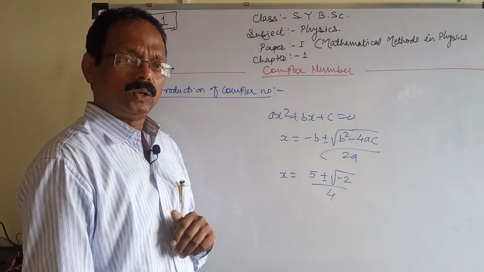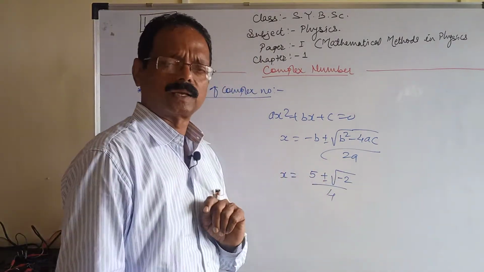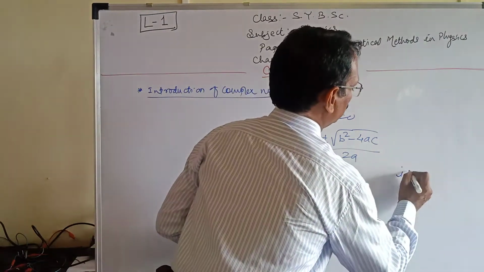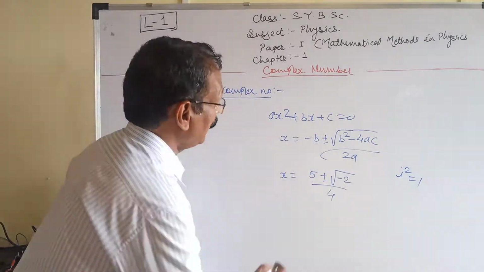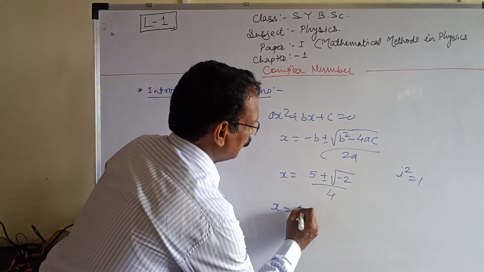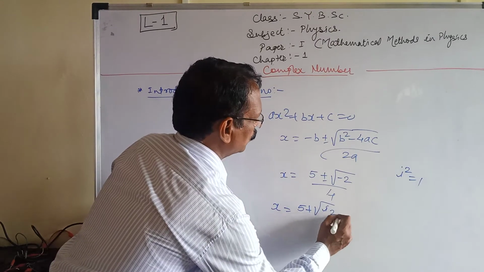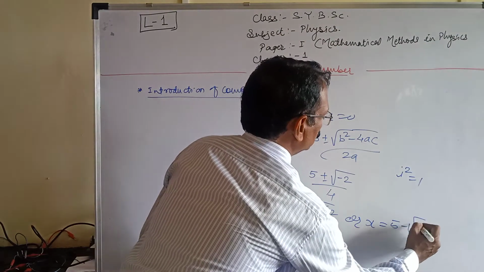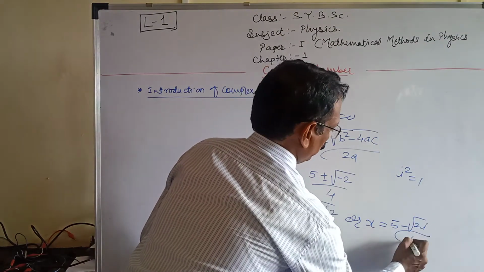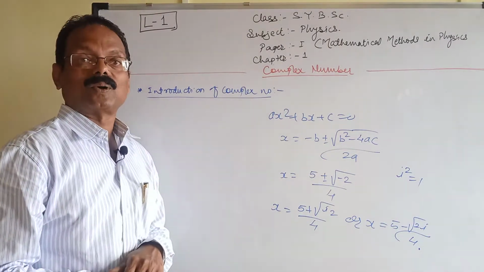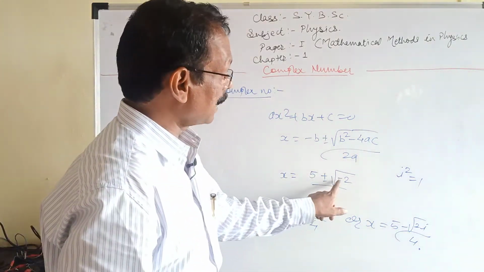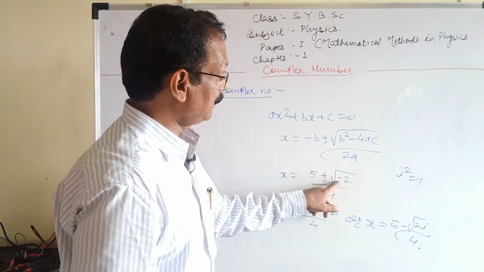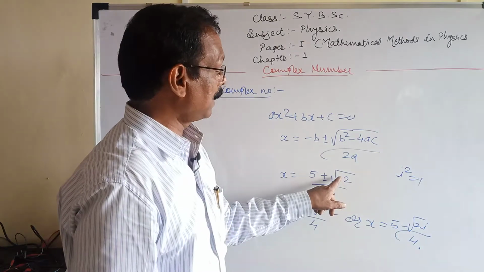Suppose this is the equation. So here this is the minus sign. How can we replace this minus sign? We know i square is equal to minus 1. So we can write this equation as x is equal to either 5 plus root 2i upon 4, or x is equal to 5 minus root 2i upon 4. Now this becomes the complex number. We have to replace minus 1 by i square, so this minus sign is replaced by i square, where i square is equal to minus 1.